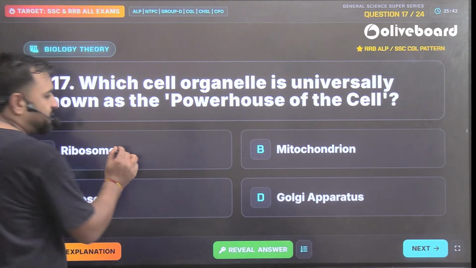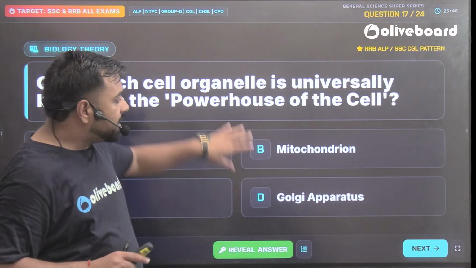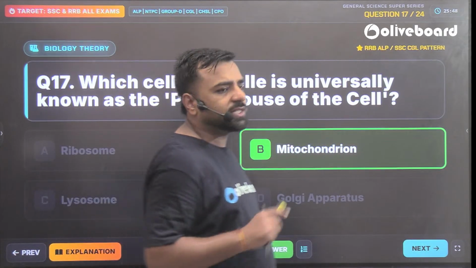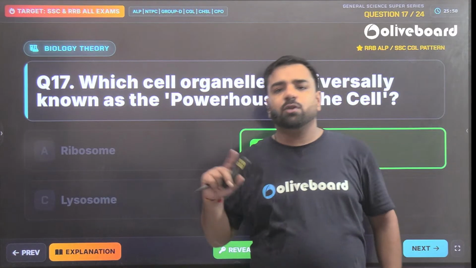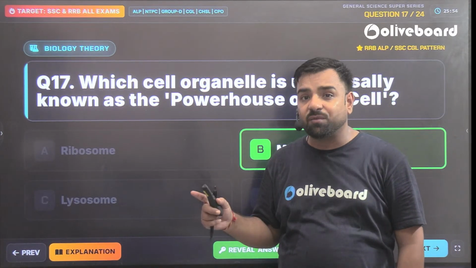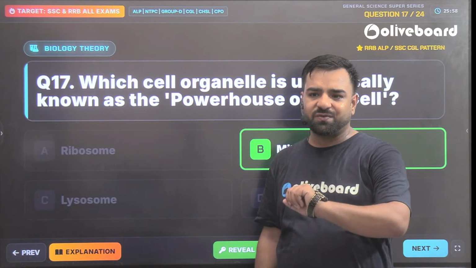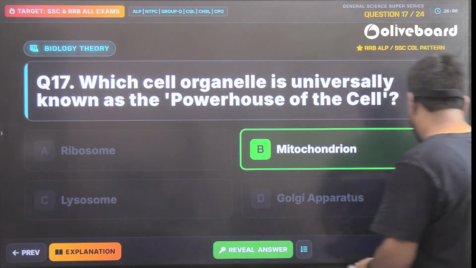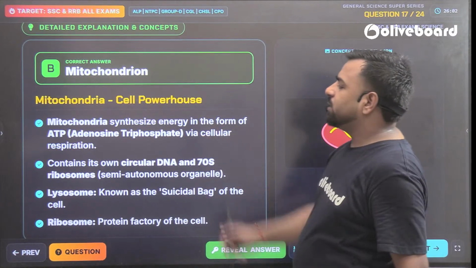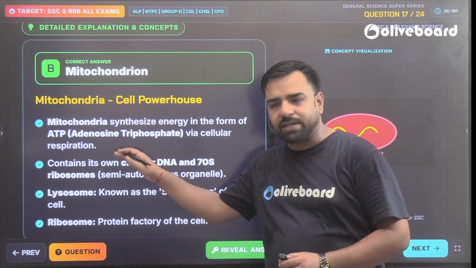So ribosome is the one which is known as the protein factory because protein synthesis takes place here. Mitochondria is known as the powerhouse of the cell because energy is produced in the form of ATP. What is the full form of ATP? The full form of ATP is adenosine triphosphate. Fine, that's right. So mitochondria synthesize energy in the form of ATP.